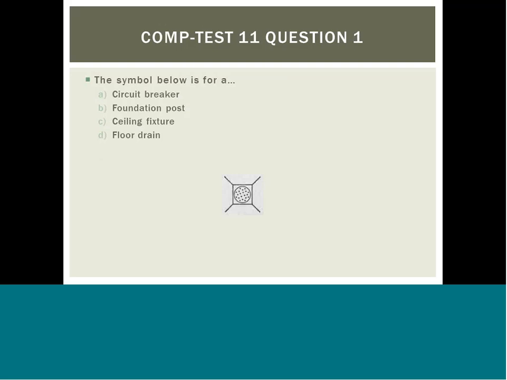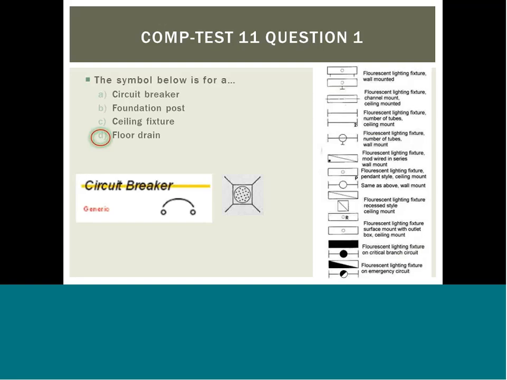Comp test 11, question number 1. The symbol below is for A, circuit breaker, B, foundation post, C, ceiling fixture, or D, floor drain. Answer D is the best choice here. Symbols for the circuit breaker and the ceiling fixtures are shown on the screen.